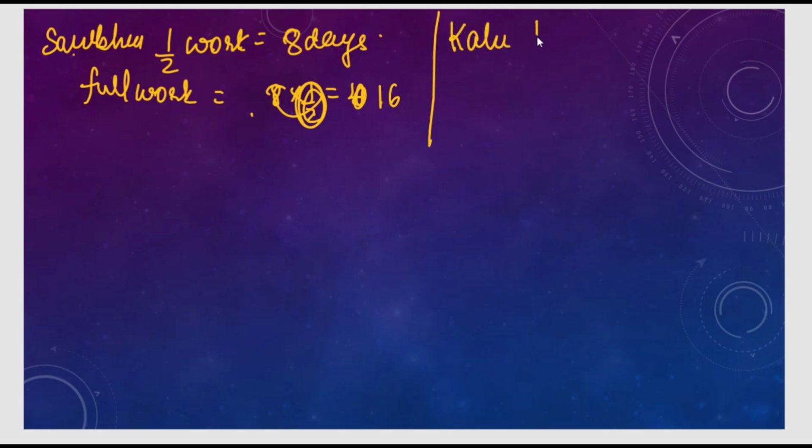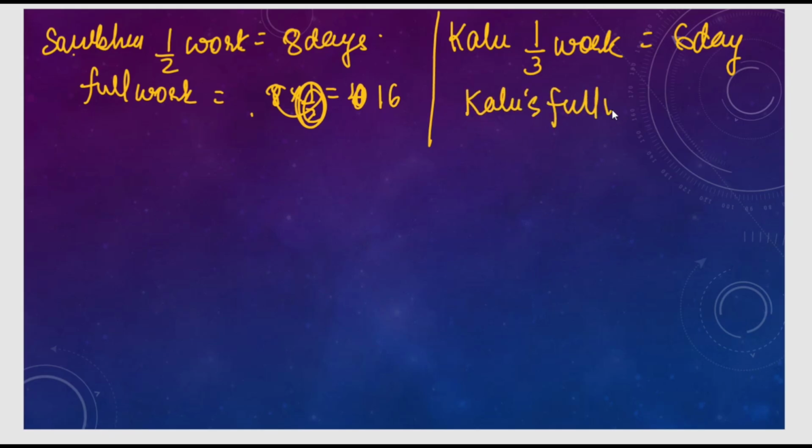Then I have Kalu. Kalu is doing 1/3 of the work, right? In how many days? Kalu is doing 1/3 of his work in 6 days. So Kalu's total work will be what? Kalu's full work will be 6 into 3, that is 18 days.